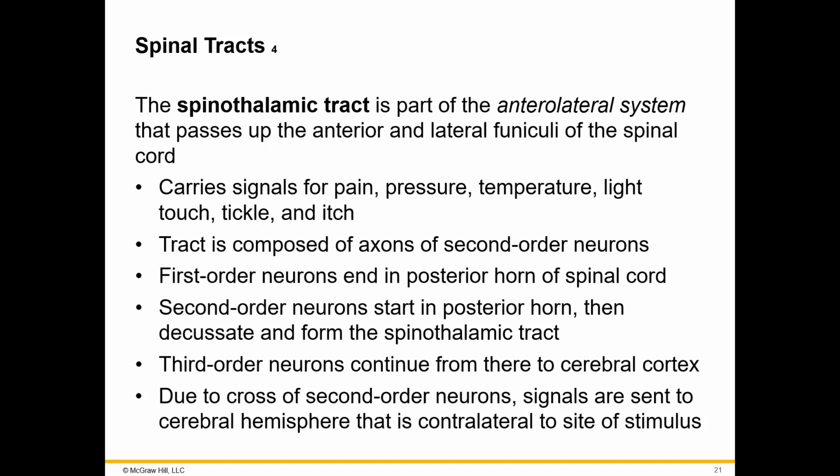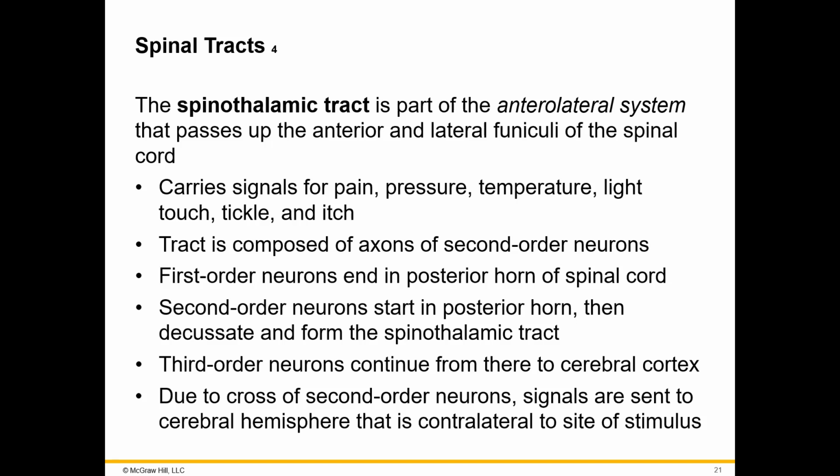When the second order neurons start in the posterior horn, they decussate. After they decussate, that is how they are rounded up and they make this bundle known as the spinothalamic tract. But what sensation are they carrying? They're only carrying pain, pressure, temperature, light touch, tickle, and itch. The third order neurons continue to the cerebral cortex. Obviously, after we reach the thalamus, we take the third order neurons and we continue to the cerebral cortex.